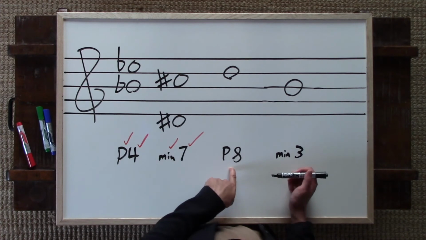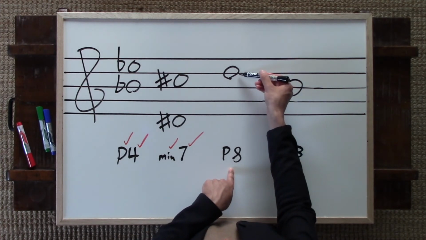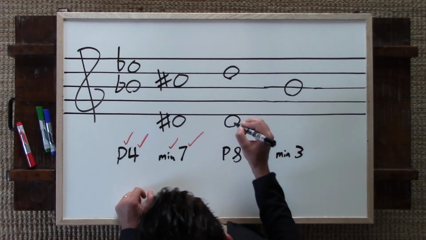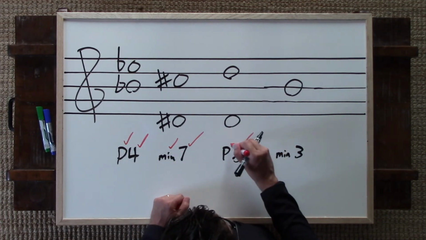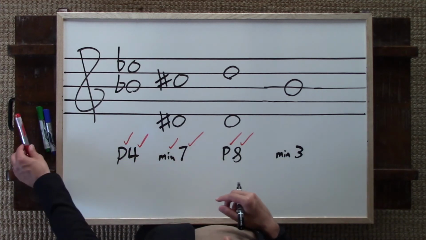Next question says a perfect 8th. This is my favorite question because it's easy. What's a perfect 8th below the note D? D. Done. Tonic to tonic, it's an octave, it's an 8th. All you have to do is write the same note an octave above or below depending on what question you're dealing with.